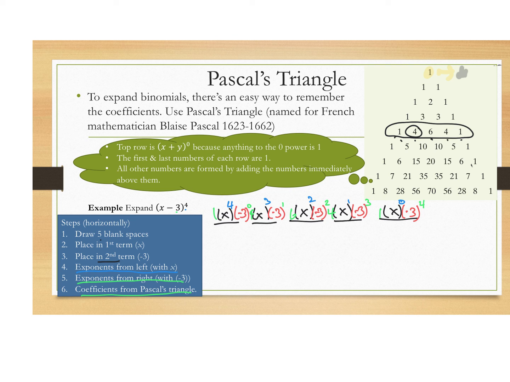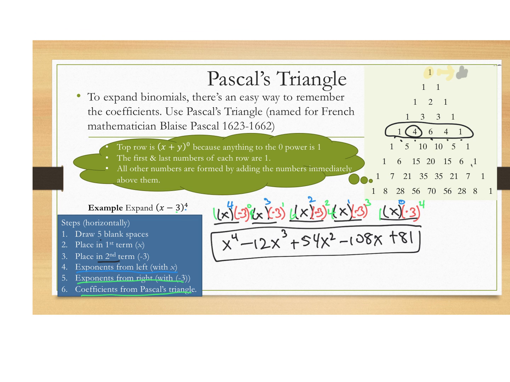Negative 3 to the 0 power is 1, times 1 is just going to give us x to the 4th. In the next one, 4 times negative 3 to the 1st power is negative 12, and we'll have x cubed. Negative 3 squared is 9, times 6 is 54x squared. Negative 3 cubed is negative 27, times 4 is negative 108x, and then negative 3 to the 4th power is plus 81. And that's it.